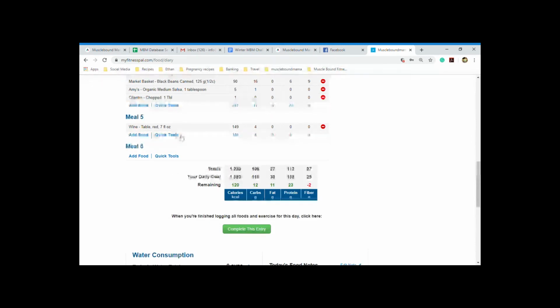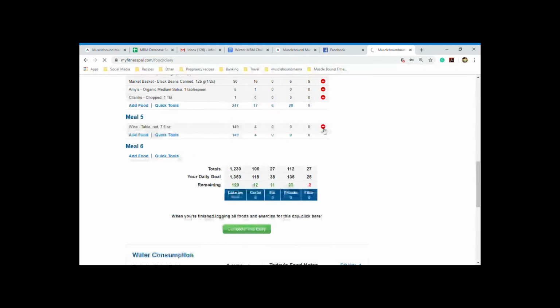So if I choose, I can have some of my husband's popcorn on top of this, which he will inevitably have, or I can have a little bit more wine if I don't feel like feeling any emotions for the rest of the evening. So you'll see that the goal here is to be under in calories.